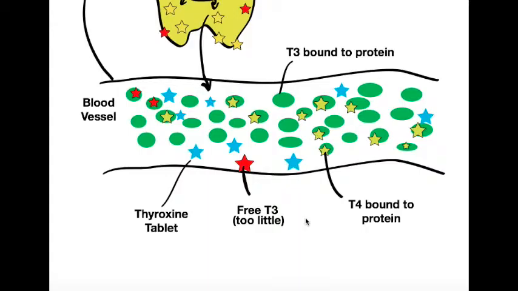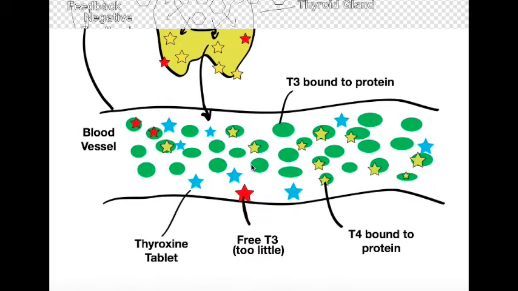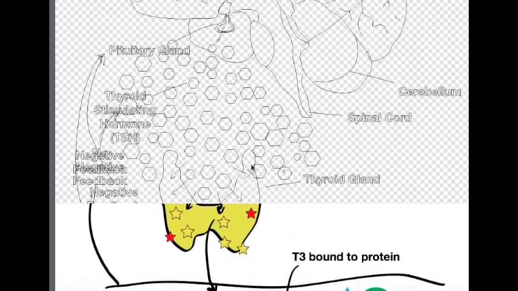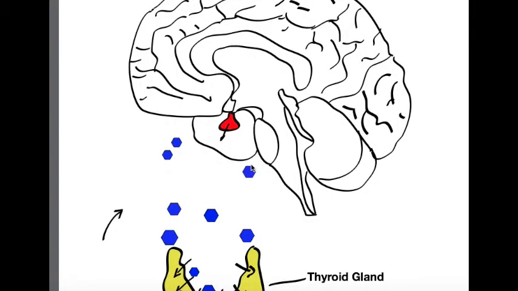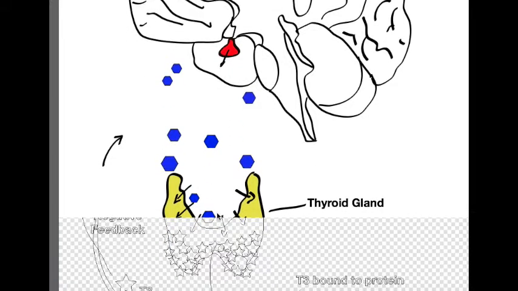the GP. So by taking thyroxine tablets, what you're doing is adding to the red stars, and the combination of blue and red stars is now enough for it to have an effect on the pituitary gland, which will then start to turn the production of the hexagons or the thyroid-stimulating hormone off.